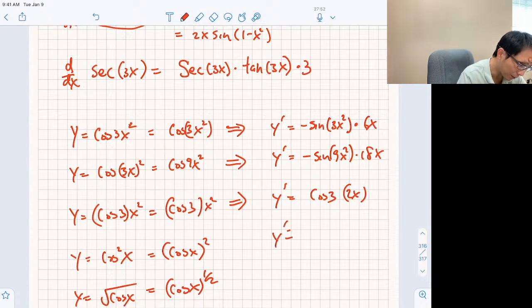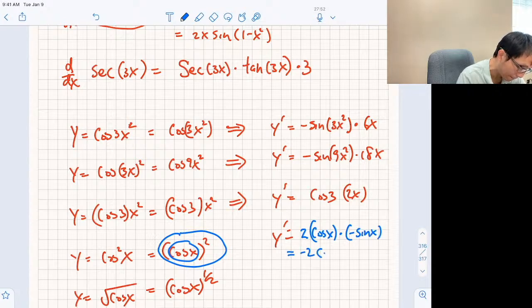What will be the derivative of this one? No. Nice try though. No. It's 2 cosine x times negative sine x. There you go. 2 cosine of x times the derivative inside, which is negative sine of x. And it's actually a double angle identity right there.